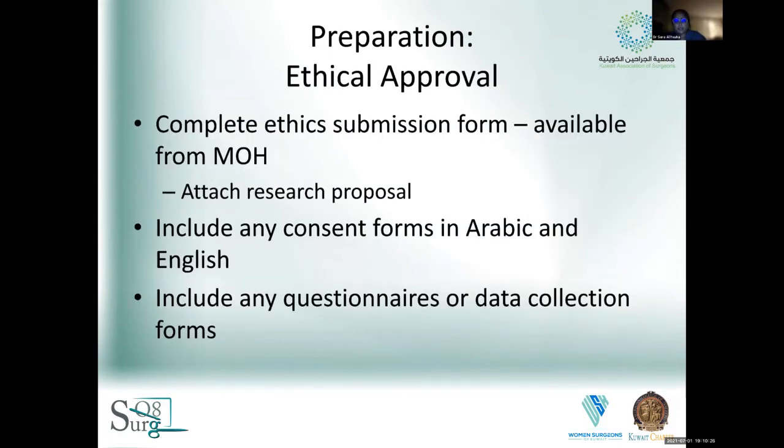Once you do that, you should submit for ethical approval. So in Kuwait, that goes to the ethics committee in the Ministry of Health. And you complete a form. I'll show you what it's like for those of you who don't know, and you attach your research proposal to it. Usually it's a requirement, if you have any consent forms or data collection forms, to include them. Consent forms need to be both in Arabic and English in Kuwait, and you just attach those.